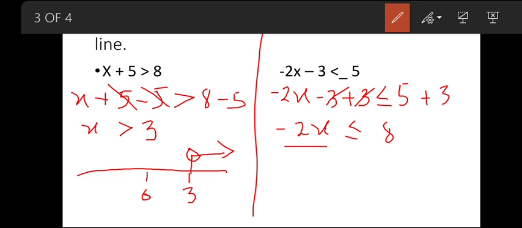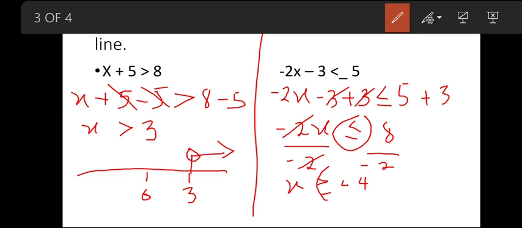Now we divide both sides by minus 2. Minus 2 cancels minus 2, and we are left with x is greater than or equals to minus 4. Because we have divided by a negative number, which is minus 2, the sign changes to this. Now we represent it on a number line.